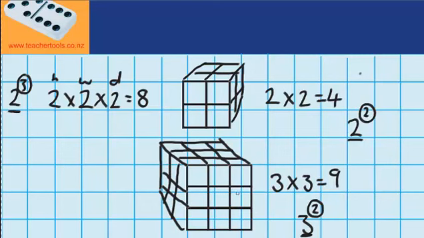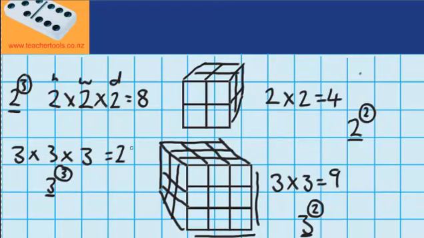So to work out how many cubes make up this, I would have to go the height, which is 3 boxes high, the width, which is 3 boxes wide, times the depth, which it goes 3 boxes back. Now, the quick way to write that would be 3 to the power of 3, because I needed to times 3 by itself 3 times. Now we can work out the answer to that. 3 times 3 is 9, times the number 3 is 27.